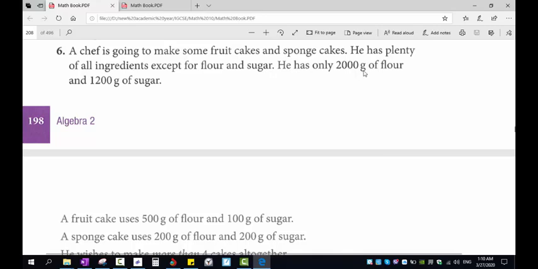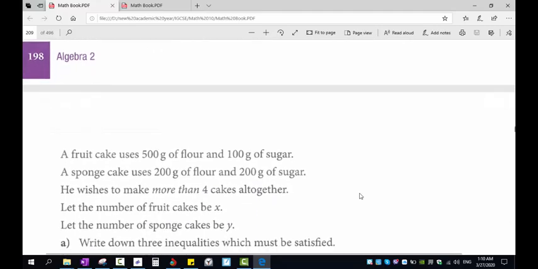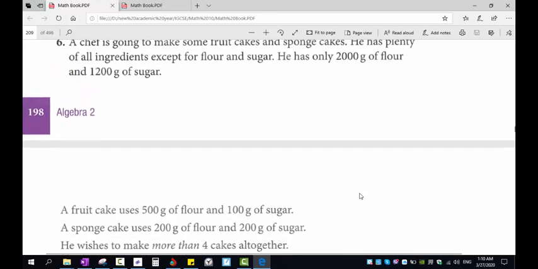He has only 2000 grams of flour and 1200 grams of sugar. A fruit cake uses 500 grams of flour and 100 grams of sugar. A sponge cake uses 200 grams of flour and 200 grams of sugar. Then he wishes to make more than 4 cakes altogether. Then we have to write down 3 inequalities from this given information.